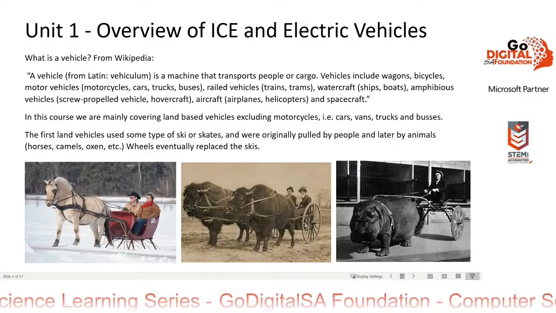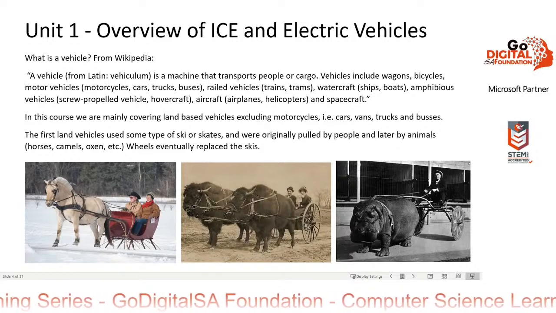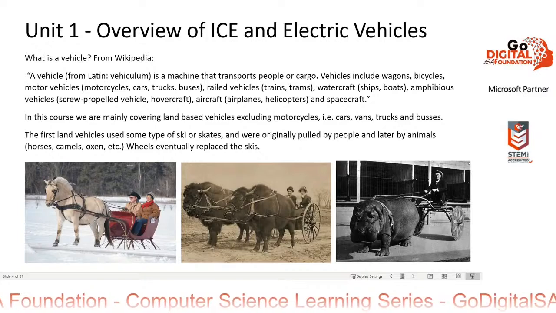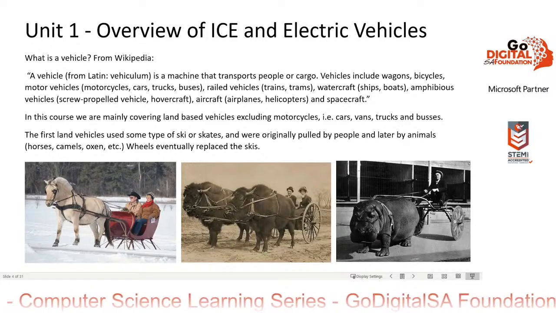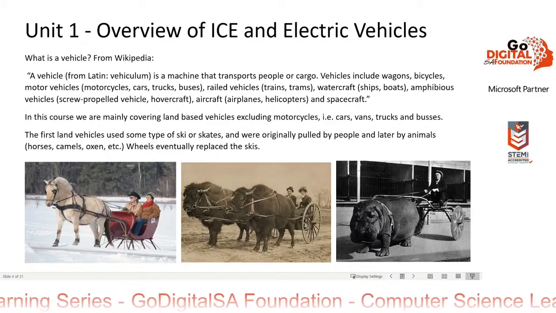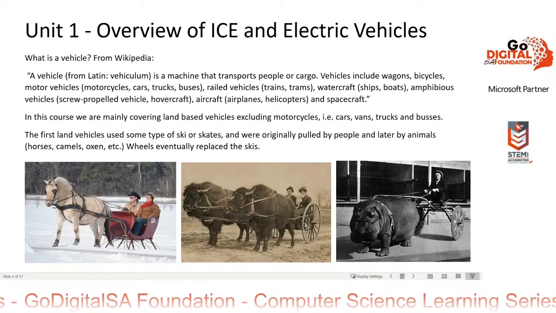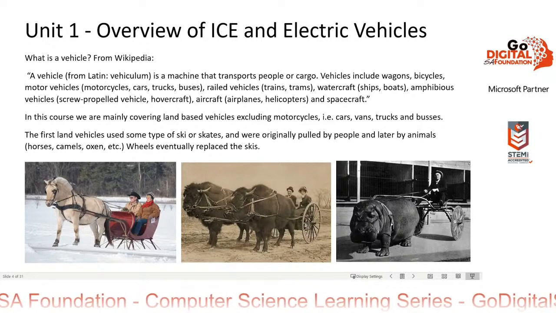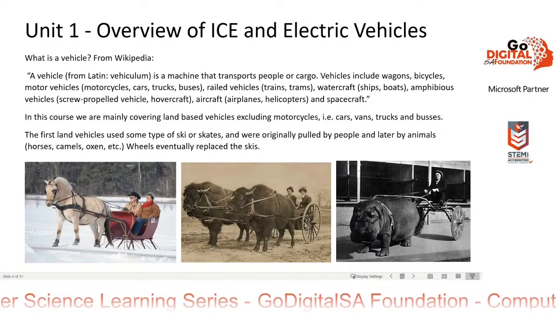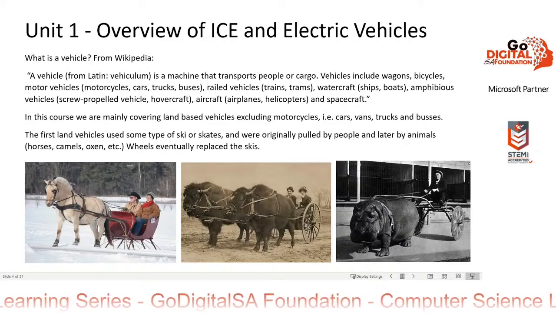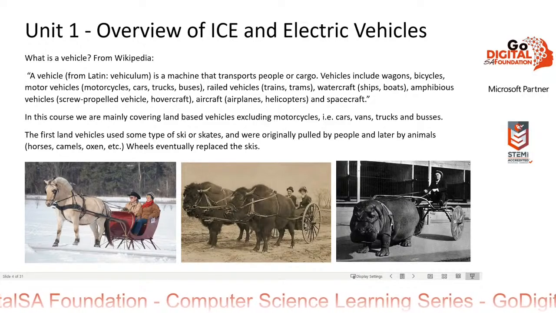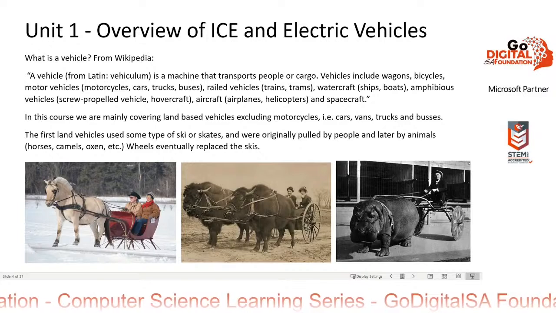So what is a vehicle? From Wikipedia, a vehicle is a machine that transports people or cargo. Vehicles include wagons, bicycles, motor vehicles like motorcycles, cars, trucks, and buses, railed vehicles like trains and trams, watercraft like ships and boats, amphibious vehicles, screw-propelled vehicle or hovercraft, aircraft, airplanes and helicopters, and spacecraft. In this course, we are mainly covering land-based vehicles, and we're going to exclude motorcycles. So in other words, cars, vans, trucks, and buses.